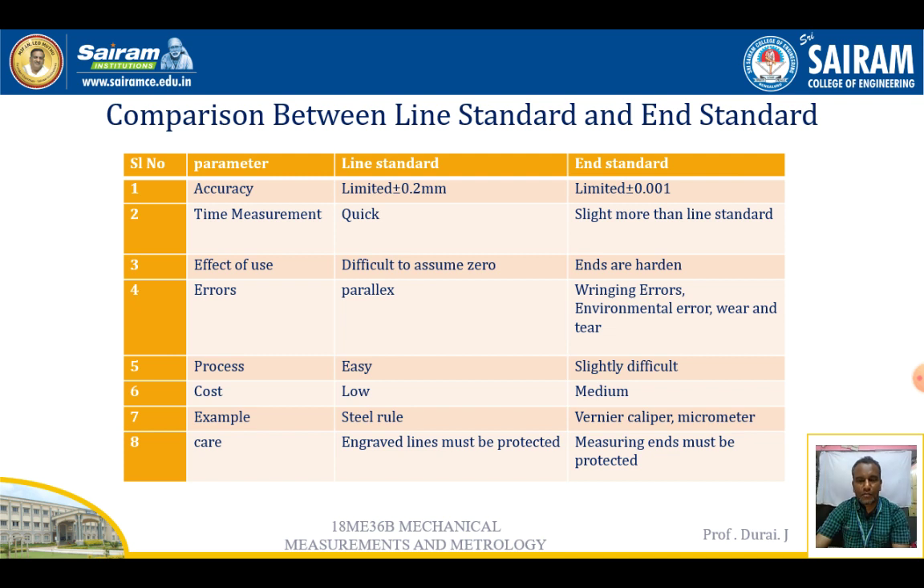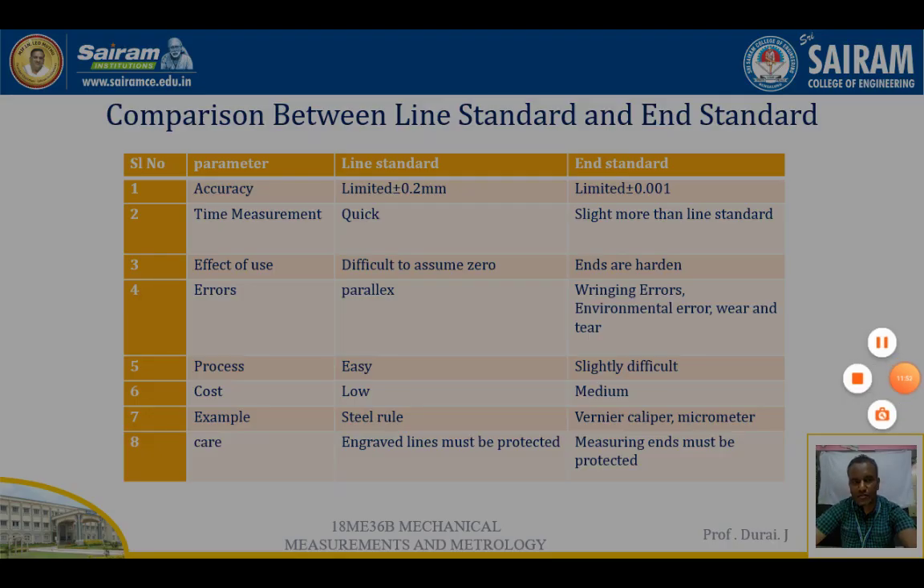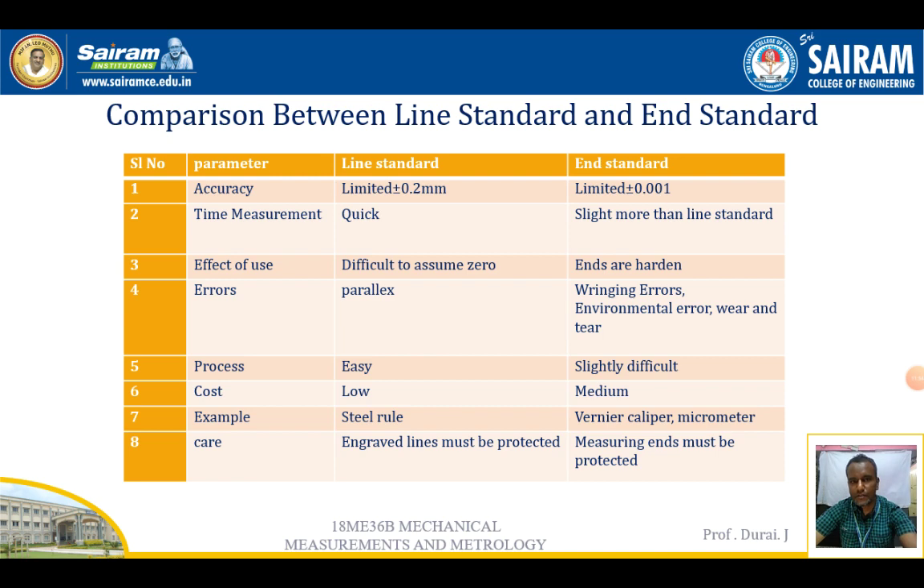And comes to care: in line standard, engraved lines must be protected, and in end standard, measuring ends must be protected. So those lines have to be taken care of in line standard. But measuring ends, the vernier caliper surfaces, have to be taken care of, as well as in the micrometer and in the slip gauges ends. Those things will be taken care of here. So with that, the line standard and end standard comparison is done.